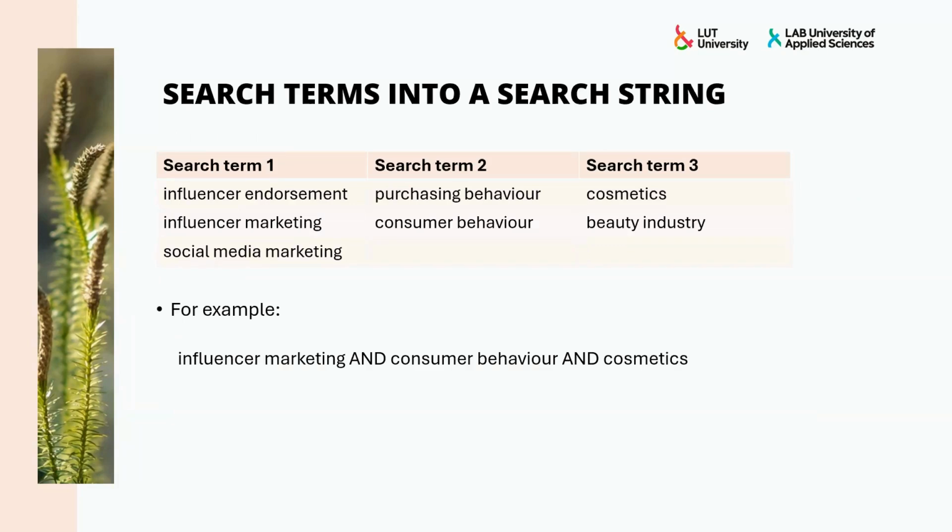You can easily turn your search terms into a search string. Pick one word from each column and combine them. For example, you could pick influencer marketing and combine that with consumer behavior and cosmetics. Please note that in most library databases, the AND operator is built in, so you don't have to type it like in the example, but it's here to make the search string easier to read.